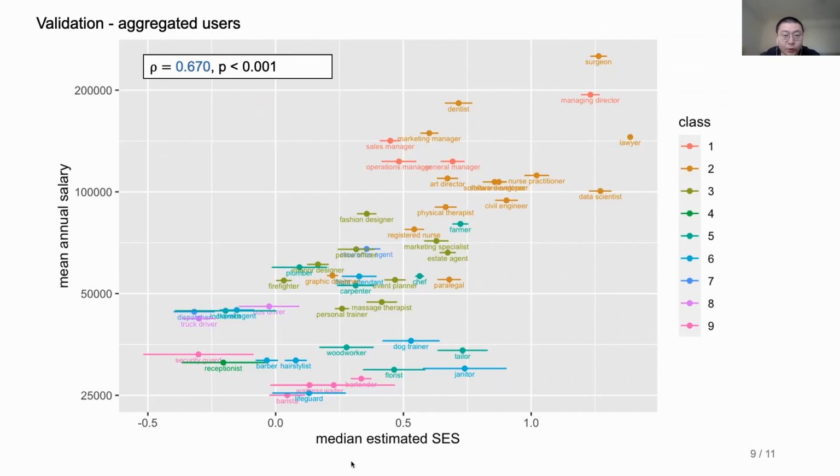For the users at the aggregated level, this graph shows the users aggregated by job titles, the association between mean estimated SES and the mean annual salary, colored by class, where 1 represents the highest class. As you can see, the association is very strong, and there is a nice trend from bottom left to top right: as the median estimated SES gets higher, the mean annual salary also gets higher, and the class also gets higher. Jobs in a similar class also tend to cluster, which is another good trend.